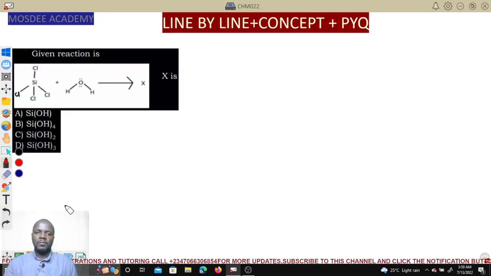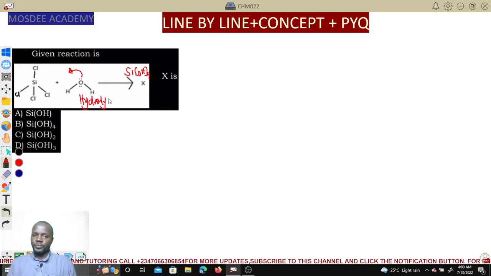Given the reaction we have here, if you check this reaction, this is SiCl4. Now, it's reacting with water. This we do need to know here, and this is what I was talking about, because of the presence of d orbital, they are going to form SiOH4. Because it's going to accept, please note that. This is one of the hydrolysis reactions of SiCl4. Please note that. Then it's going to be Si, then all this is going to be changed.